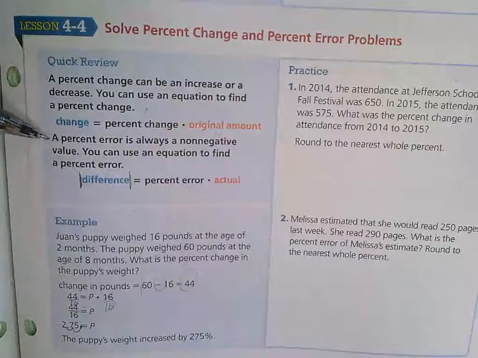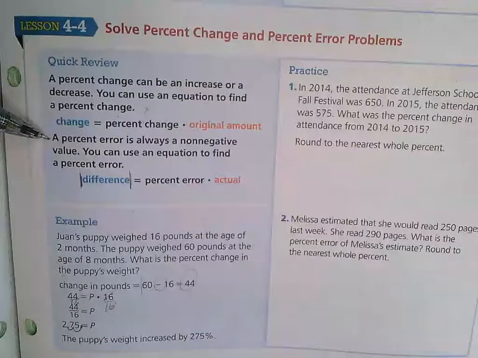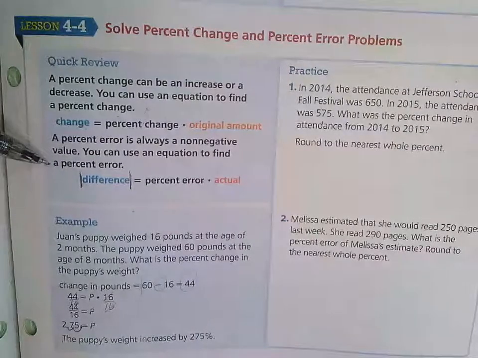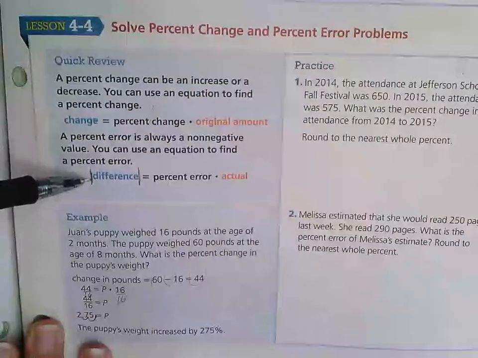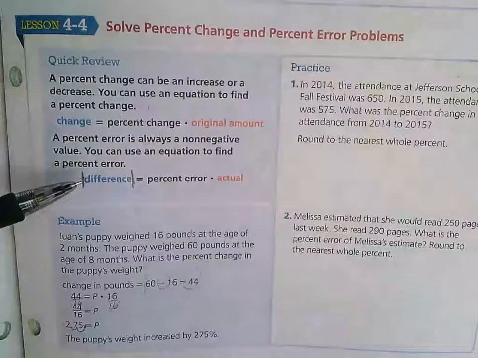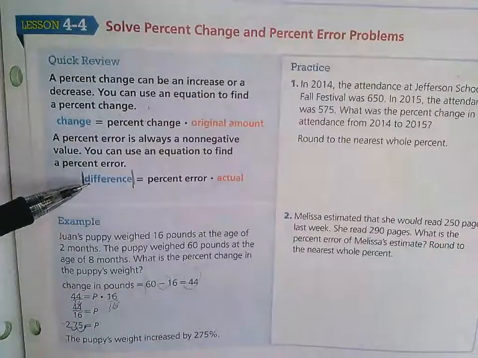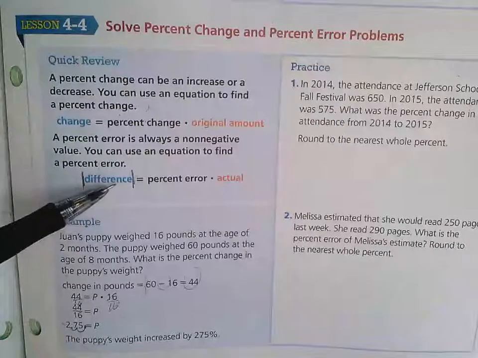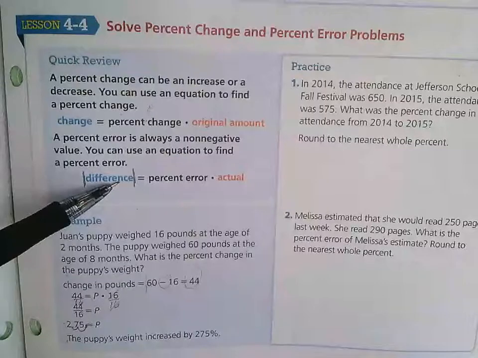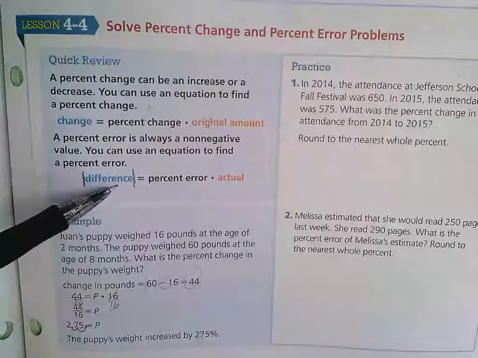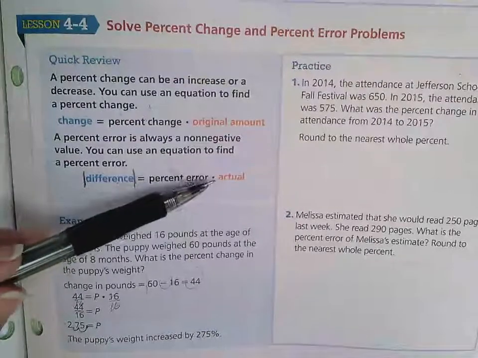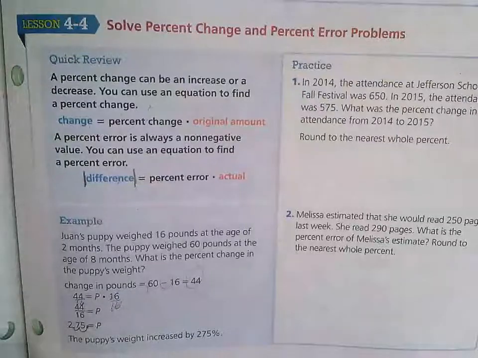A percent error is always a non-negative value. You can use an equation to find a percent error. So this is where we use the absolute value signs in case when you subtracted you did get a negative number. So you take the difference in the expected and what you actually got and take the positive value of that. That's equal to the percent error times the actual amount.